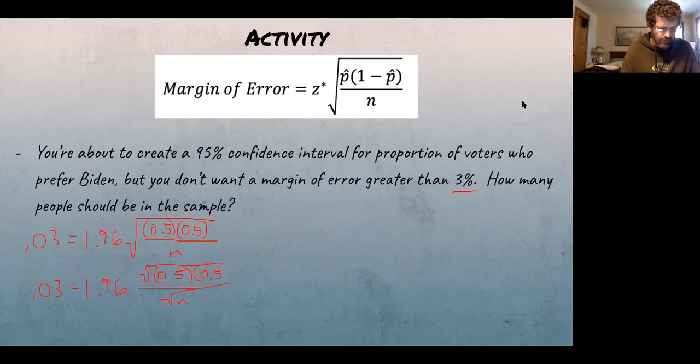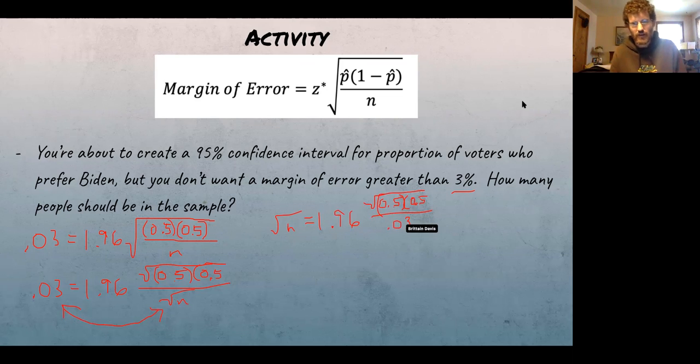So if I want to move the square root of n over to the other side, I'm going to multiply both sides by the square root of n, but then I want to move this 0.03 over, so I'm going to divide both sides by 0.03. In essence, what I'm doing is just a switcheroo between these two. So those two can change places, and I end up with the square root of n equals 1.96 times the square root of 0.5 times 0.5, all over 0.03. And now I can just do that calculation and come up with the square root of n.